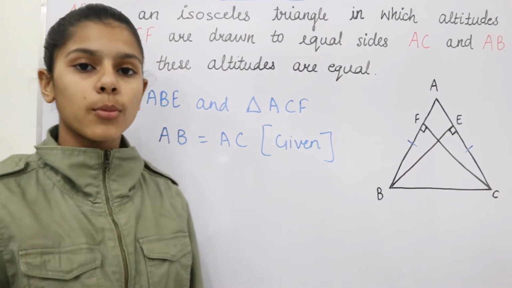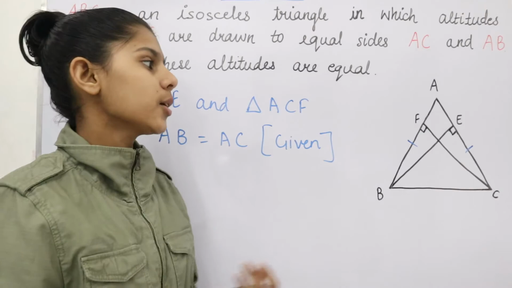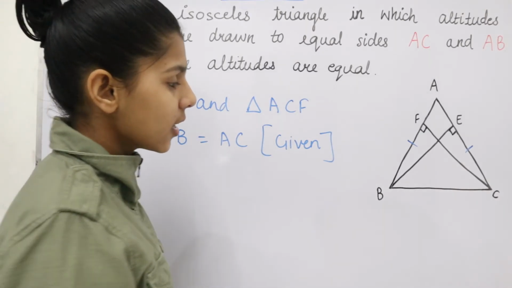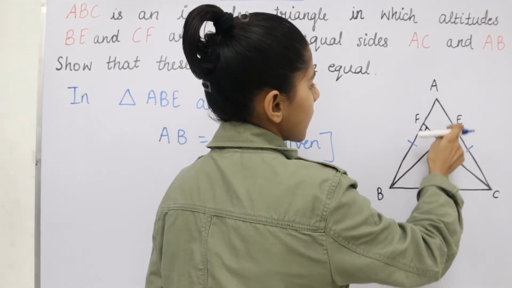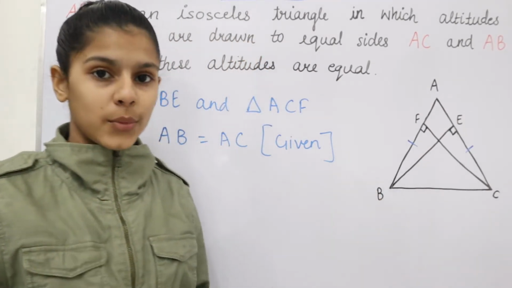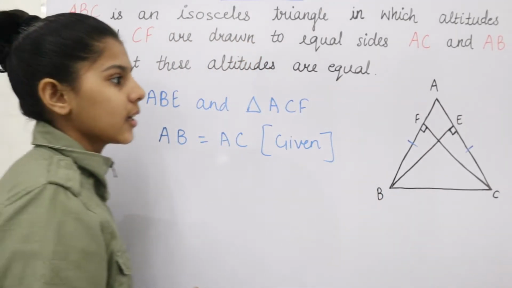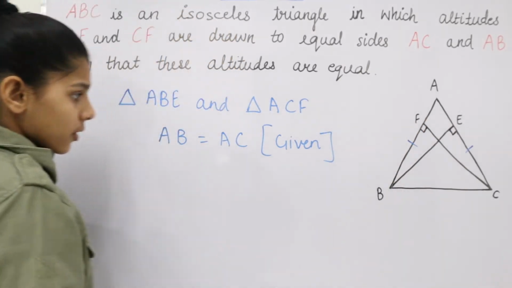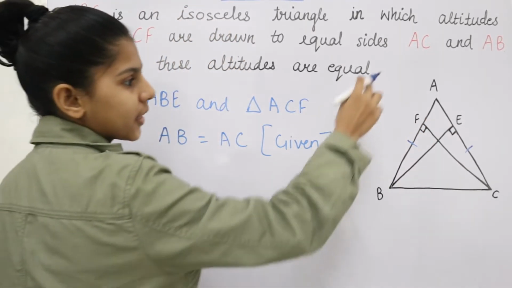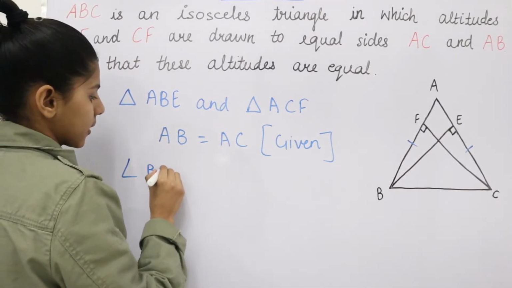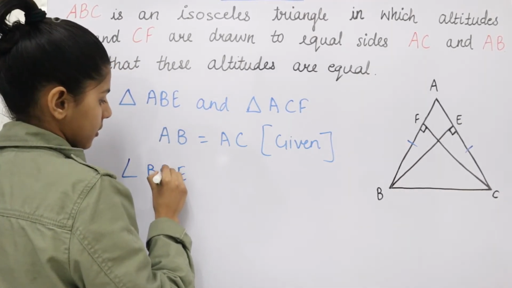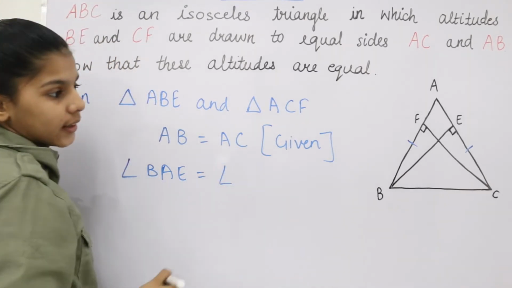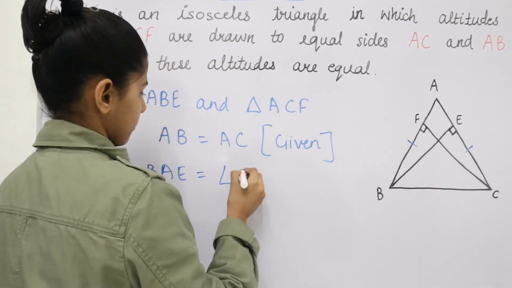Now we need two more conditions here. What you can observe in this question is that in both these triangles angle A is common. You can see that angle A is coming in this triangle also and in this also. So we can write angle BAE, angle BAE is equal to angle CAF.